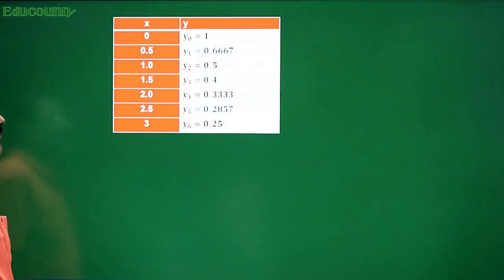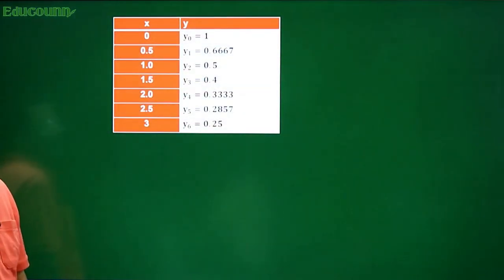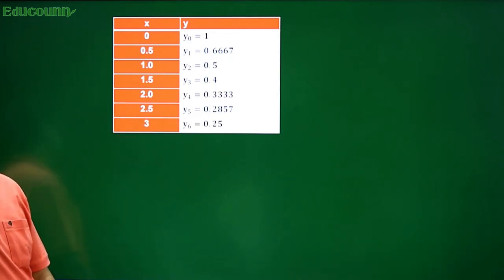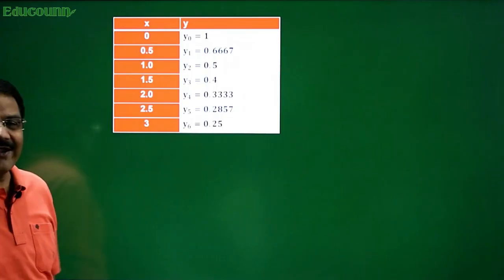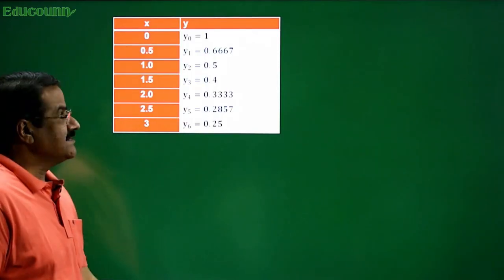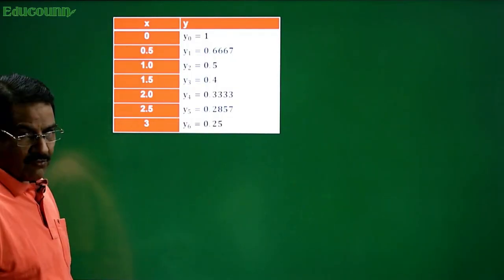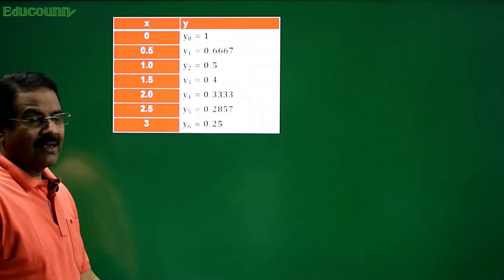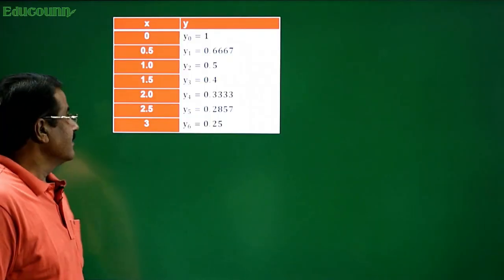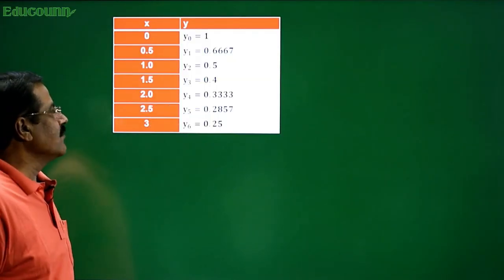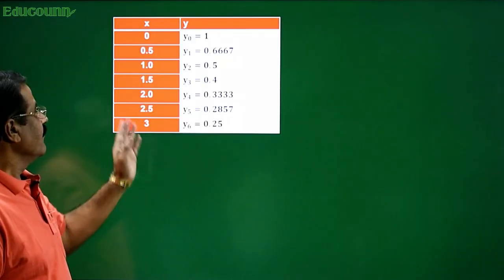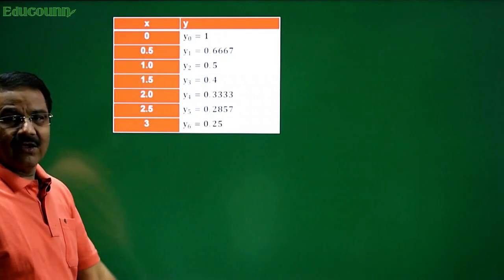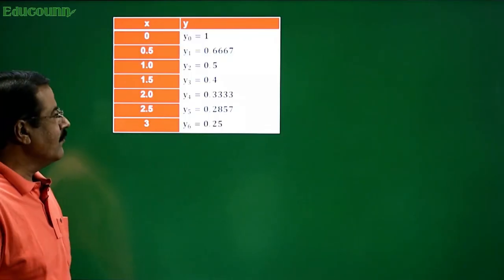So let us see the values of y in the table. When x is equal to 0, we get y0 as 1. When x is equal to 0.5, y1 is 0.6667. We have rounded off to 4 decimals. When x is equal to 1, y2 is 0.5. Then when x is equal to 1.5, y3 is 0.4. When x is equal to 2, 2.5 and 3, you can calculate all values of y one by one.